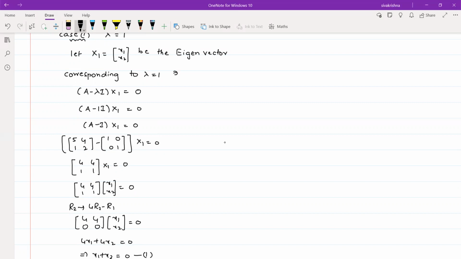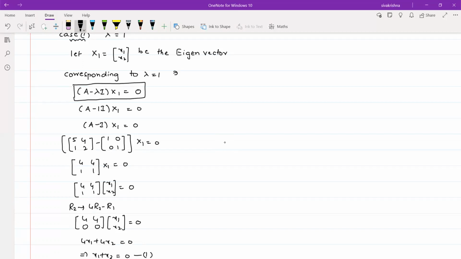This is a column matrix consisting of two elements. Why have I considered two elements only? Because the given matrix is a 2 by 2 matrix, so I have considered only two elements in the column matrix, such that we have an equation of the form (A minus lambda I) x is equal to 0. This is the equation we have to find the eigenvector, so I have written that particular equation.